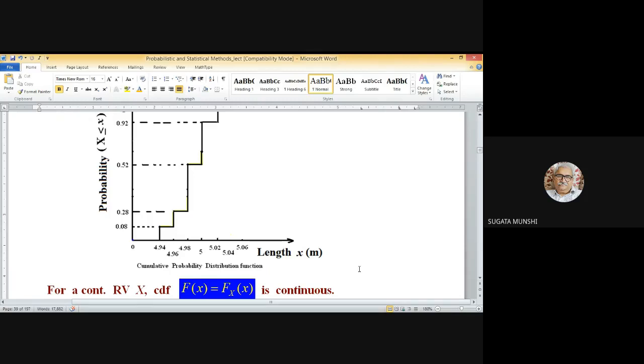So for a continuous random variable, measuring the lengths with higher precision means you are going for all the possible values. Ultimately, you are converging towards considering all the possible values that it can have from this 4.94 to 5.06 or maybe more. So then you are considering a continuum of values of small x. So this will tend to become a continuous plot.